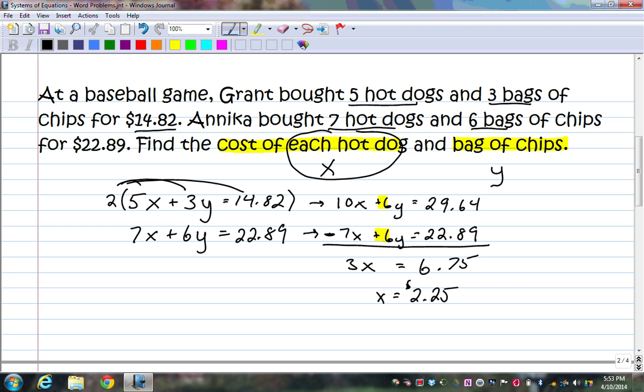So we take one of the equations. I'm going to take this 5 times my 225 plus 3y is equal to the 1482. 5 times 225 is 1125 plus 3y equals 1482. Subtract 1125 from both sides, and 3y is equal to 3, I think that is 57. And then divide by 3, and y would be equal to $1.19. And that is the price of the chips.